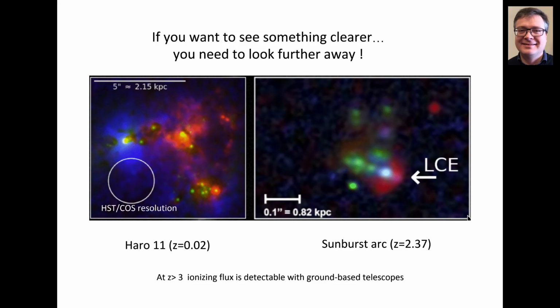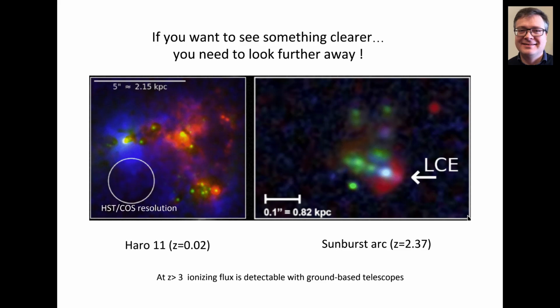And these are reproduced shown at approximately the same physical scale. This is at redshift 0.02, and this is at redshift 2.36. So lensing here is doing the work for us, magnifying things that are really far away. If we want to study this ionizing radiation, we actually don't know which of these clumps is producing that radiation, because this circle shows the resolution of HST and COS, which is the sharpest we can get at those wavelengths.